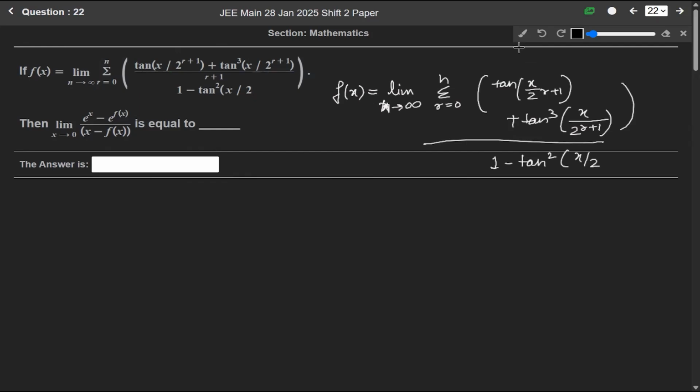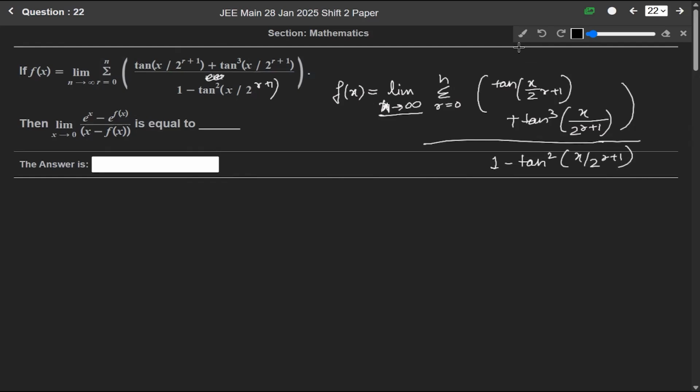Okay. Here it is not complete. It should be 2r plus 1. Okay. So x by 2r plus 1. Okay. So now, since the limit is n tends to infinity and sigma r equals 0 to n.